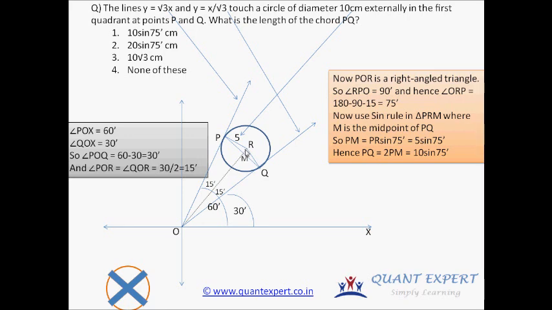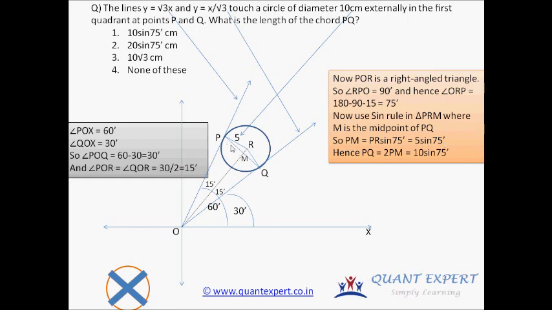Once you know this is 75 degrees, let's focus on this triangle PMR. Now PMR is a right angle triangle. Why? Because this is a straight line and this is joining the origin, so this is symmetrical on either side, and hence it will be perpendicular to this line. Because this is a right angle triangle and you know PR is 5 and this angle is 75, we can say PM would be PR times sine 75, or simply 5 sine 75. That's the length of PM.